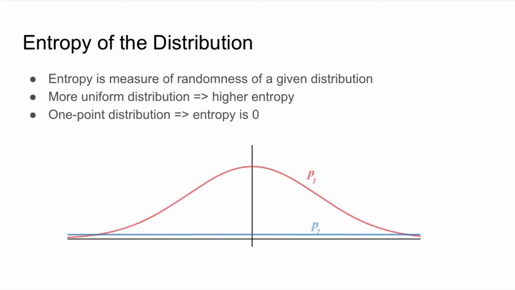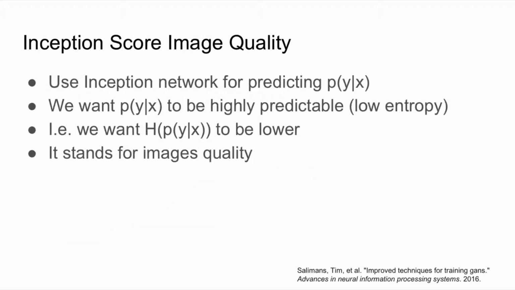Let me briefly remind you what the entropy of a distribution is. The entropy is a measure of randomness of the distribution. It means that the more uniform the distribution is, the higher the entropy will be. And vice versa. If the distribution is concentrated in one point, it will have the smallest entropy, 0. As you can see on the slide, the entropy of the P2 distribution will be higher since it is uniform. The distribution P1 is more concentrated.